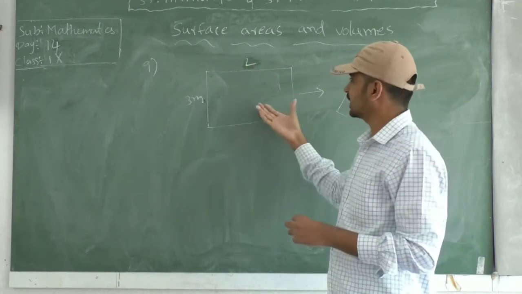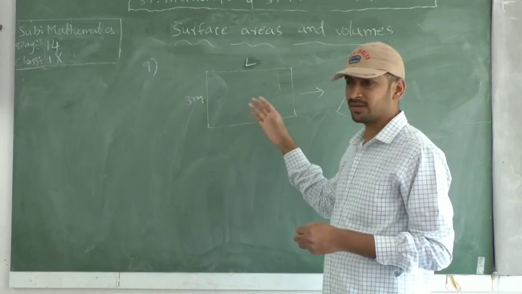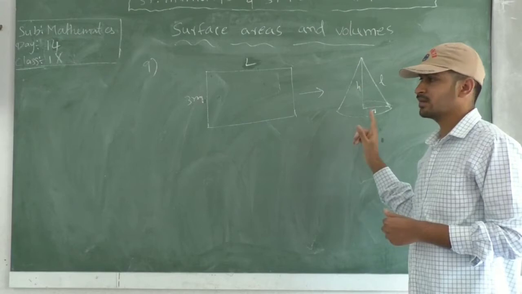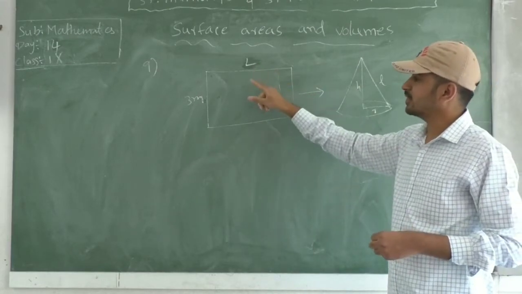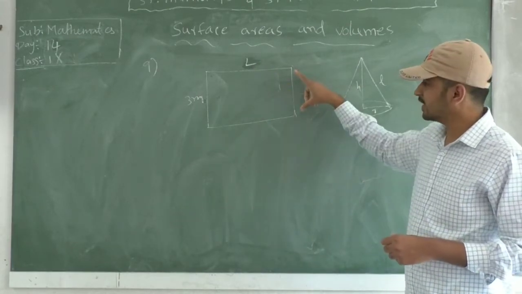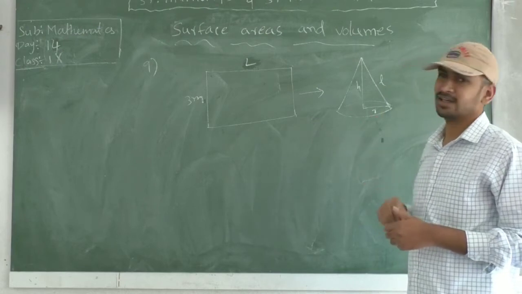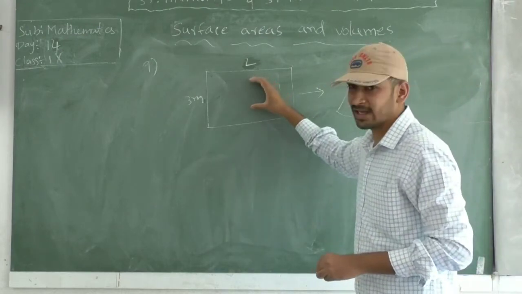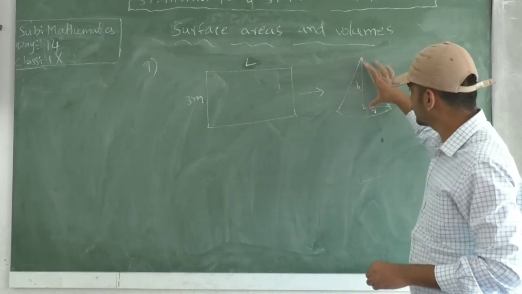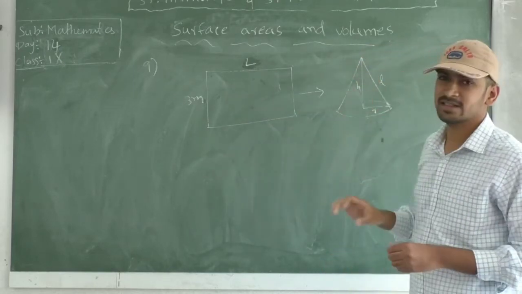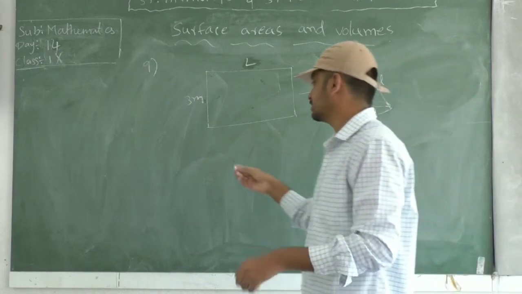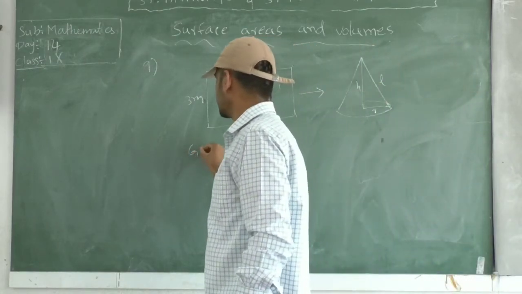Okay, so this rectangular cloth or paper is converted into a cone. We have to find the length of this tarpaulin. The breadth or width is given as 3 meters. What is the L? So what do you have to write? The area of this rectangle is equal to the CSA of the cone. What is given?